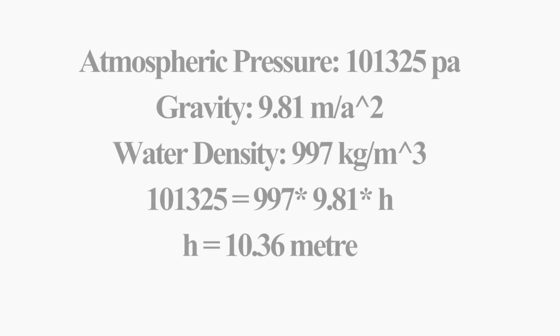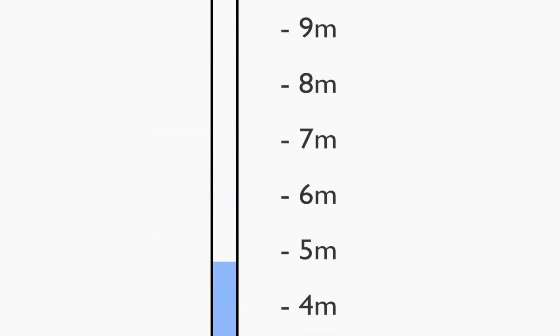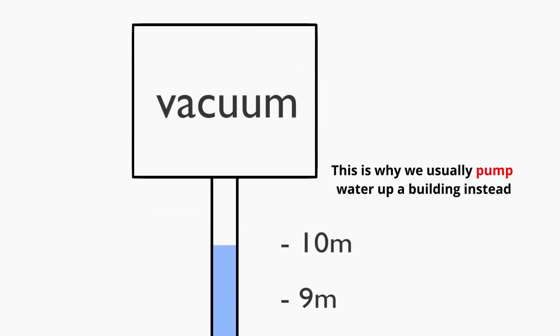To prove this, because we know the atmospheric pressure, gravity, and the density of water, we can calculate that it only has enough pressure to push water up roughly 10 meters high. So if you create a vacuum at the top of a building, it will never draw water up higher than 10 meters. And indeed, this is true.